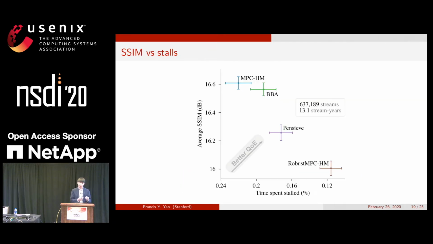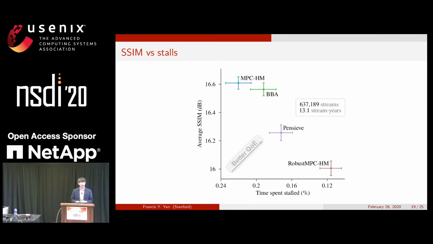Now let's look at the same figure again, but this time we compare BBA's performance with Pensieve, MPC, and the conservative version of the MPC called robust MPC. Again, the better QoE is up and to the right. We can see the simple buffer-based control BBA is performing surprisingly well. None of the MPC, robust MPC, and Pensieve was able to outperform BBA in both quality and stalls. This is kind of contrary to the findings in prior work and surprising to us.